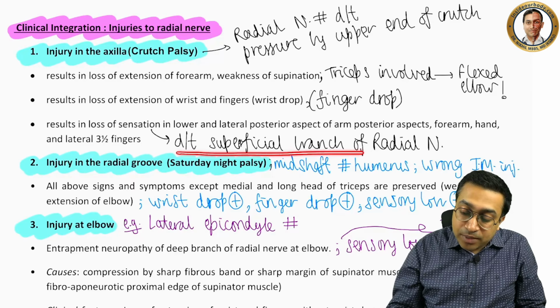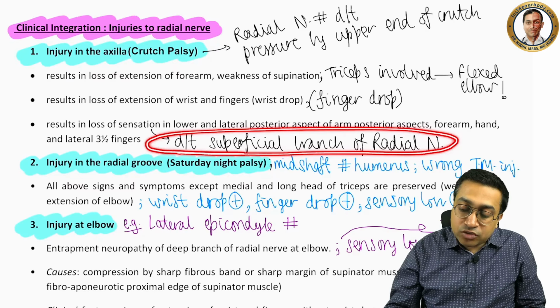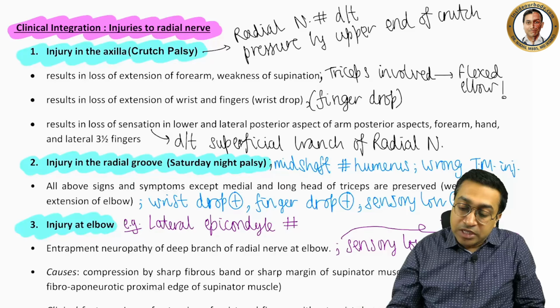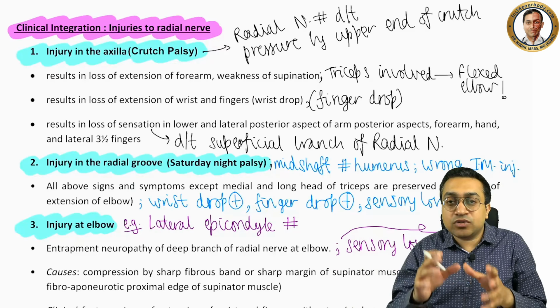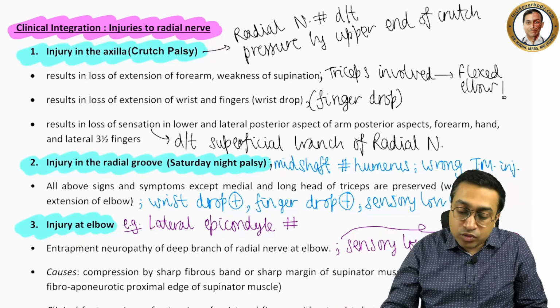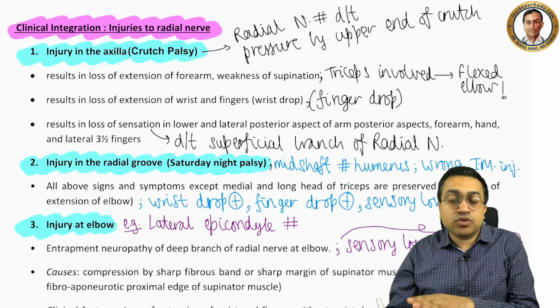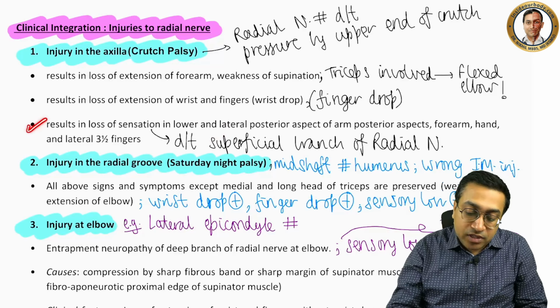Now this is all happening due to the superficial branch of the radial nerve. This is importantly asked in the Viva as well as MCQs. They will give you these features and ask which nerve involvement is there. The answer will be superficial branch of the radial nerve if they are asking specifically about the 3rd point.